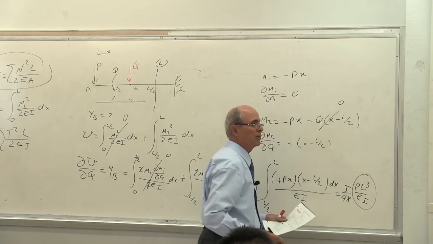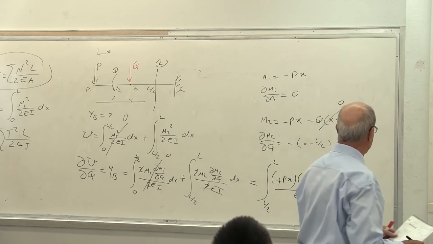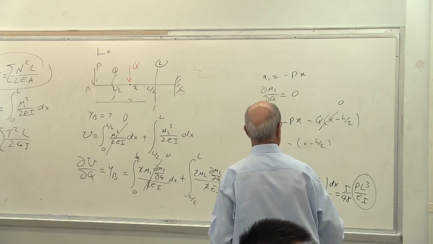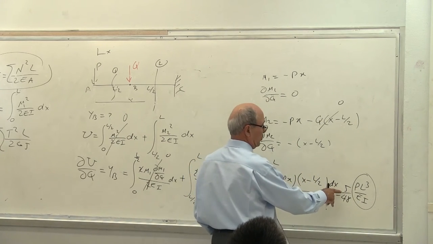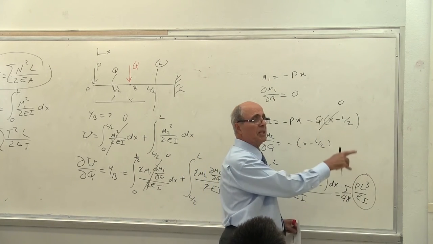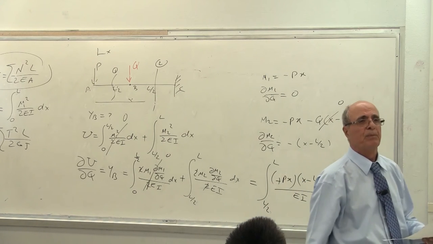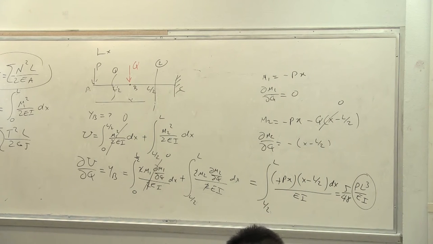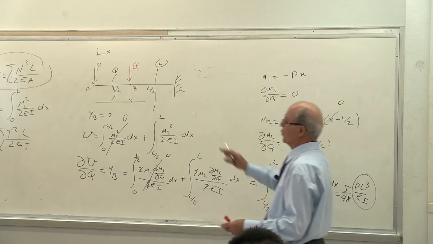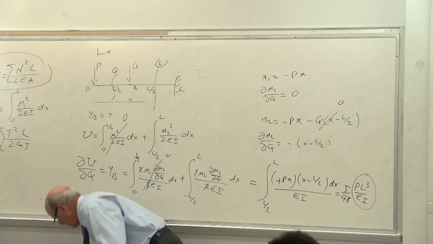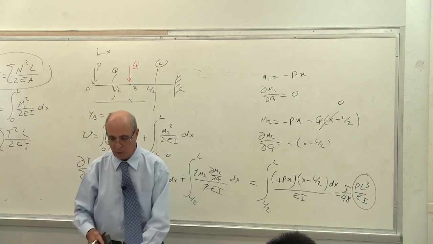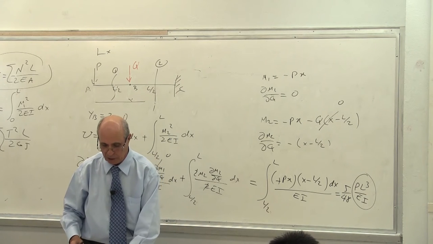See, this system we have seen before. I hope you can see it from that corner. This is a large room, so hopefully you have 5/48 PL cubed divided by EI. Okay, that's one problem where I used the dummy load. Now the second problem also uses some of the material I just talked about.